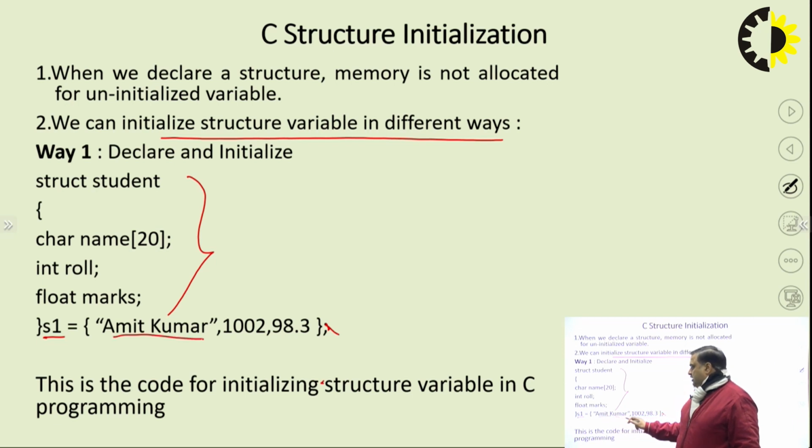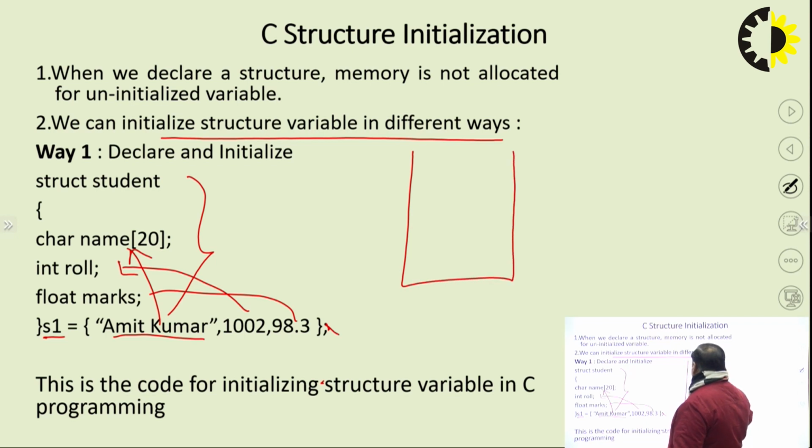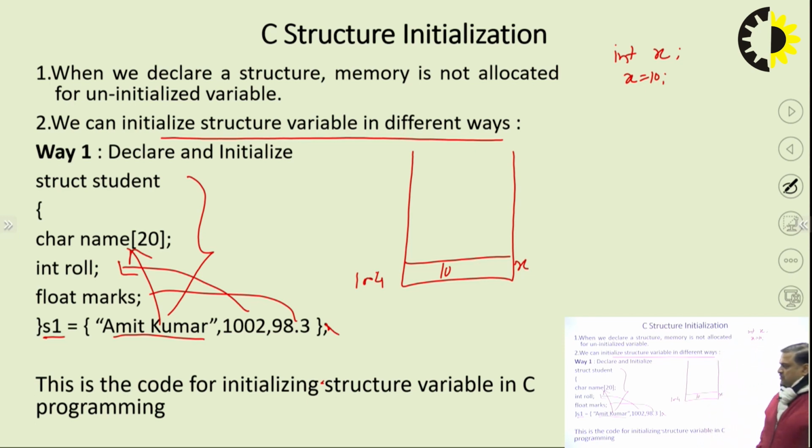So we have provided the name, roll number and marks. We have provided the values which will be stored somewhere in memory. What will happen? Like when we declare int x, what happens? x is stored somewhere in memory, say at location 1004, and x equals 10 I have assigned. So 10 will be stored. This is x, stored somewhere.